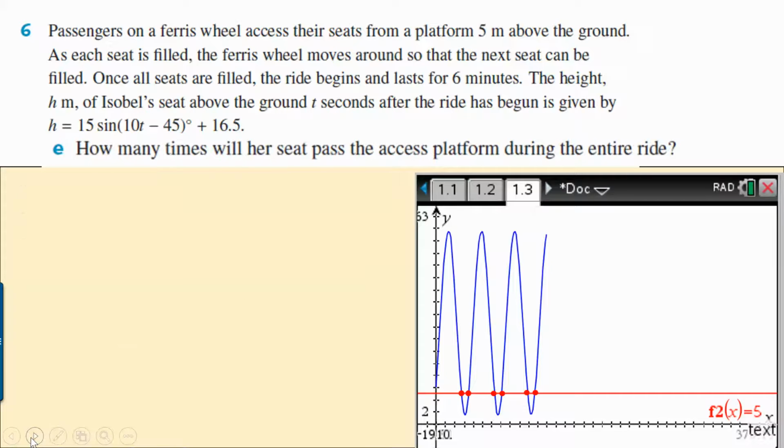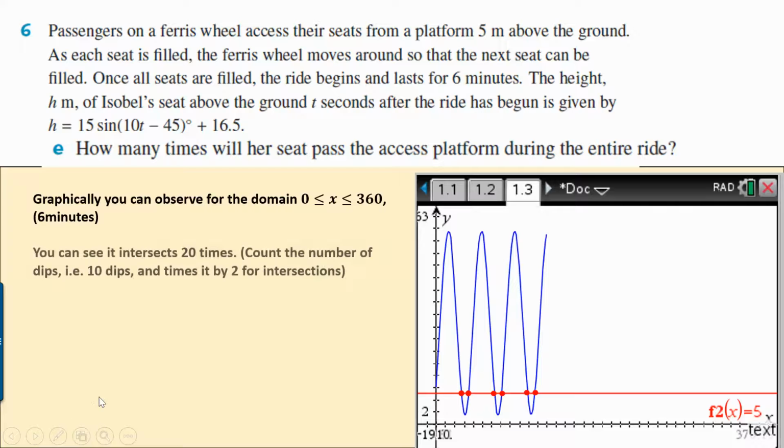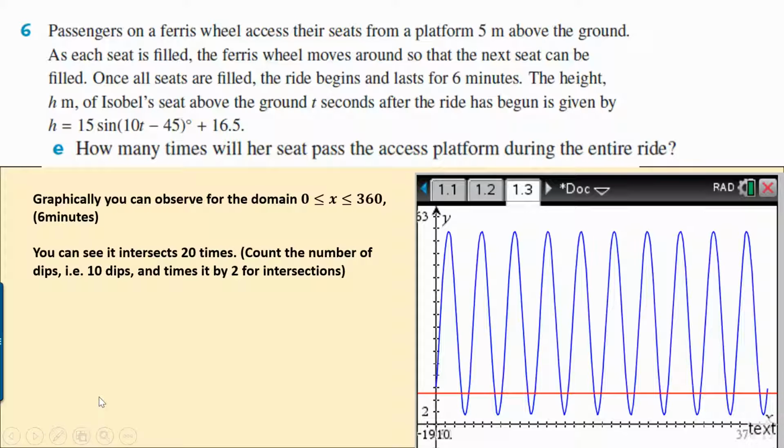How many times will a seat pass the access platform during the entire ride? Well, I know the entire ride was 6 minutes. So the only difference from this question to the last question is, instead of restricting the domain from 0 to 120, now it's all the way to 360. And that's the only thing you're changing. And so if you did that, you can count the number of points, or you can solve and count the number of solutions. It's up to you which one you want. But the question isn't hard. So it's 1 A, B, C, D, E.